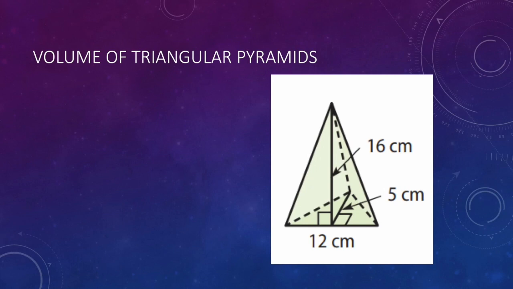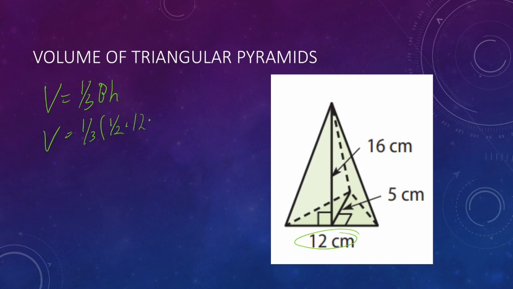The last example we're going to look at is volume of a triangular pyramid. Once again, our volume formula is standard for pyramids. Volume equals 1/3 the area of the base times the height. The wrinkle comes in that the base is now a triangle. So we're going to have two fractions. Volume equals 1/3 times 1/2 our base of our triangle, which here is going to be 12, times 5. And the height of our pyramid, if you see it right here, is 16.